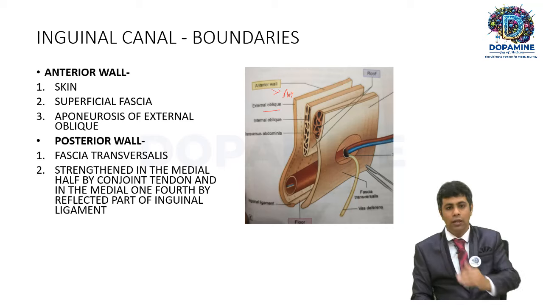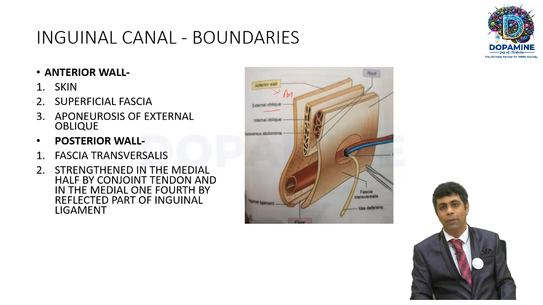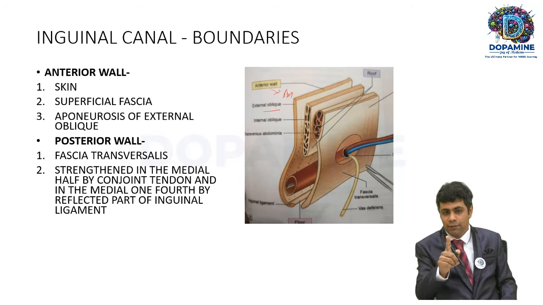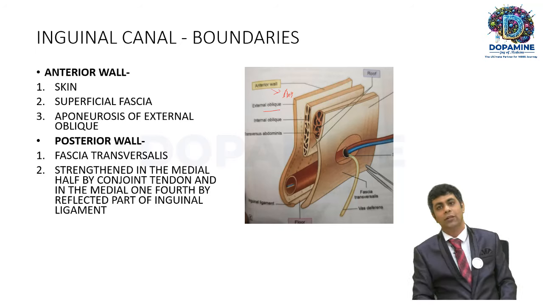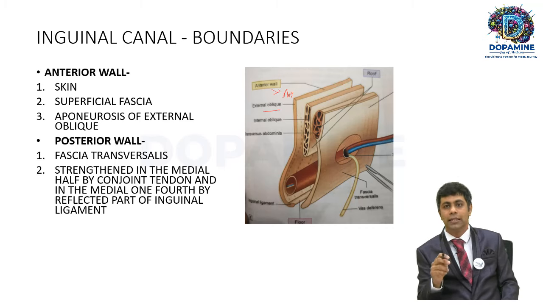The posterior wall is formed by the fascia transversalis. Okay, the posterior wall is formed by fascia transversalis, but once again, you should all remember, since it is covered only by fascia transversalis, it is strengthened by the conjoint tendon, which is formed by the internal oblique muscle and the transverse abdominis muscle.